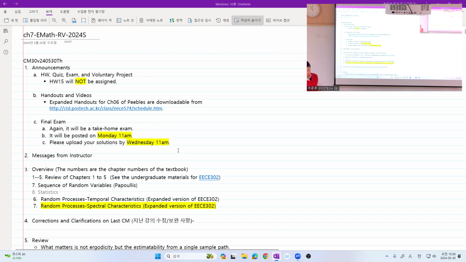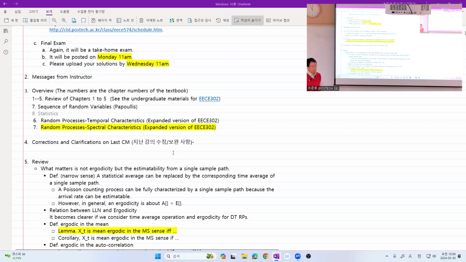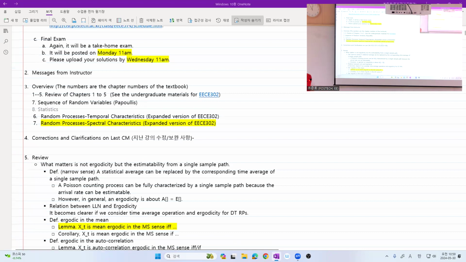Okay, here goes the overview. We have almost finished the temporal characterization, or temporal characteristics, of a random process. And today we are going to study the spectral characteristics, or frequency domain characterization, of a random process. So here goes the review.